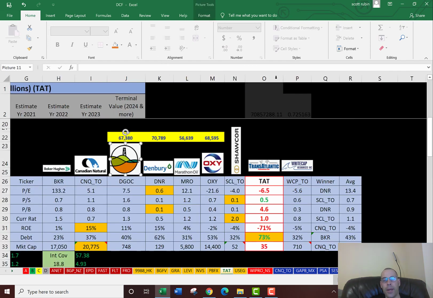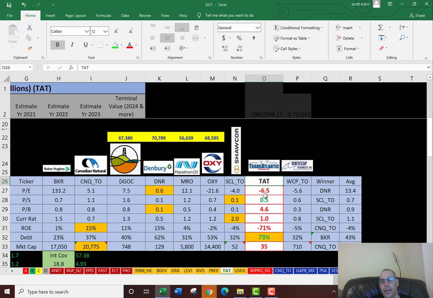The best way to look at ratios is to compare them to similar companies. I've done videos on Baker Hughes, Canadian Natural Resources, Diversified Gas and Oil, Denbury, Marathon Oil, Occidental Petroleum, Shorecore, Transatlantic, and Whitecap. So if Transatlantic has a number in red, they're worse than the average. If they're in green, they're better than the average. So the only thing they're better than the average in is in price to sales. They're at 0.5, which is a good ratio to be strong in.